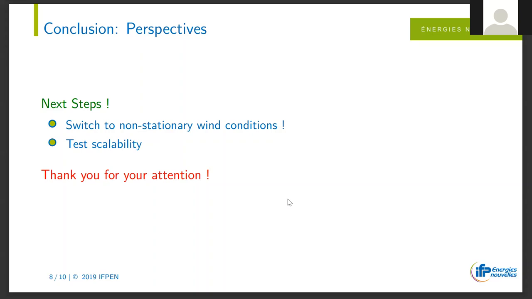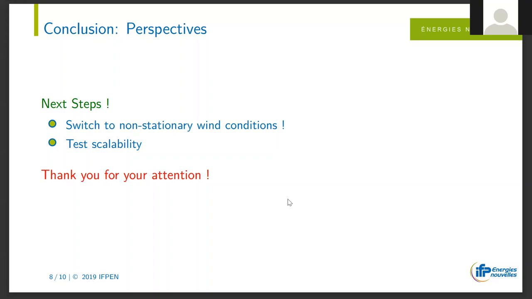tend toward using reinforcement learning, because the idea is that the algorithm will be able to continuously adapt, and then you can recover from the suboptimal behavior that can be due to the inaccuracy in the model.